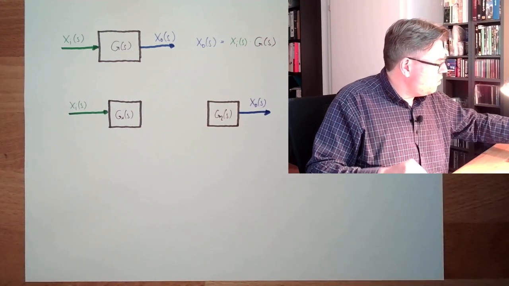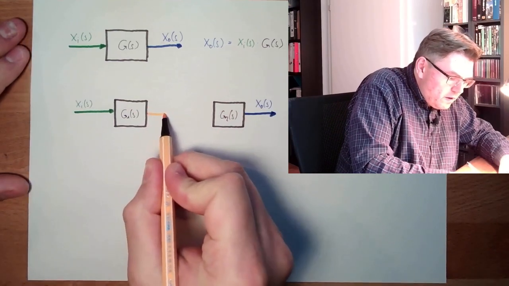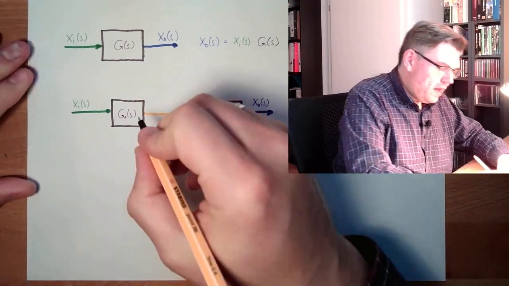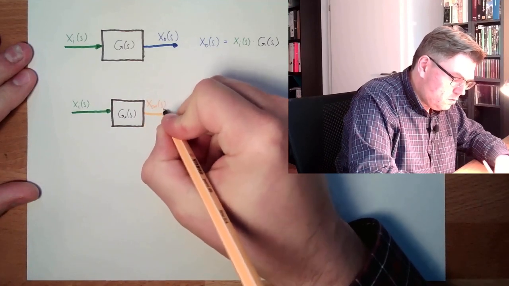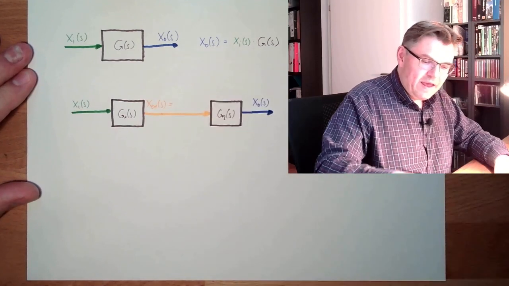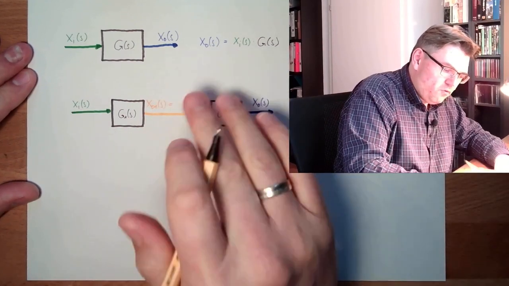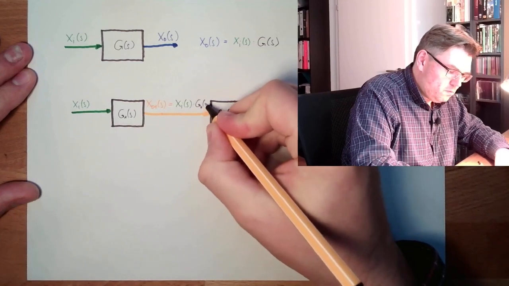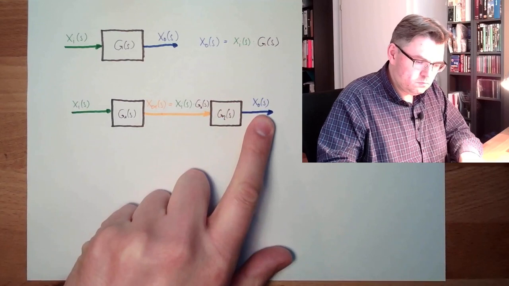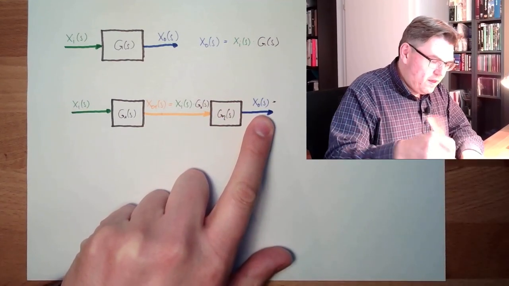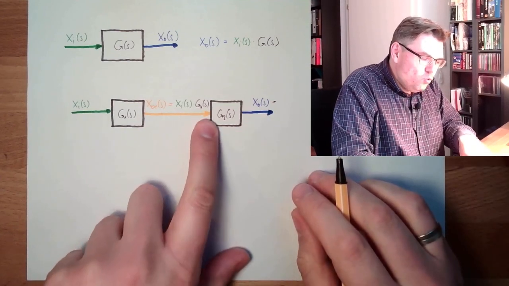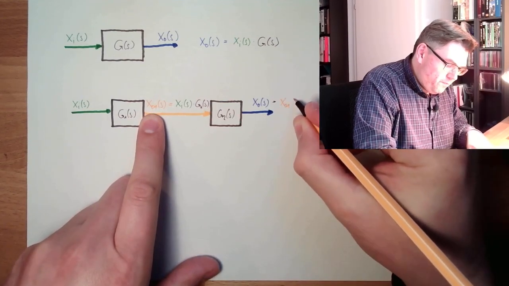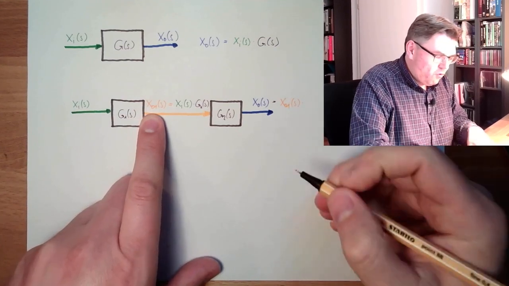However, in between, we do have an intermediate signal. This intermediate signal on this side would be XO1. And this XO1 equals XI multiplied by G1. And this XO is XO2, which is actually the same signal as XO1, multiplied, and now of course, by G2.